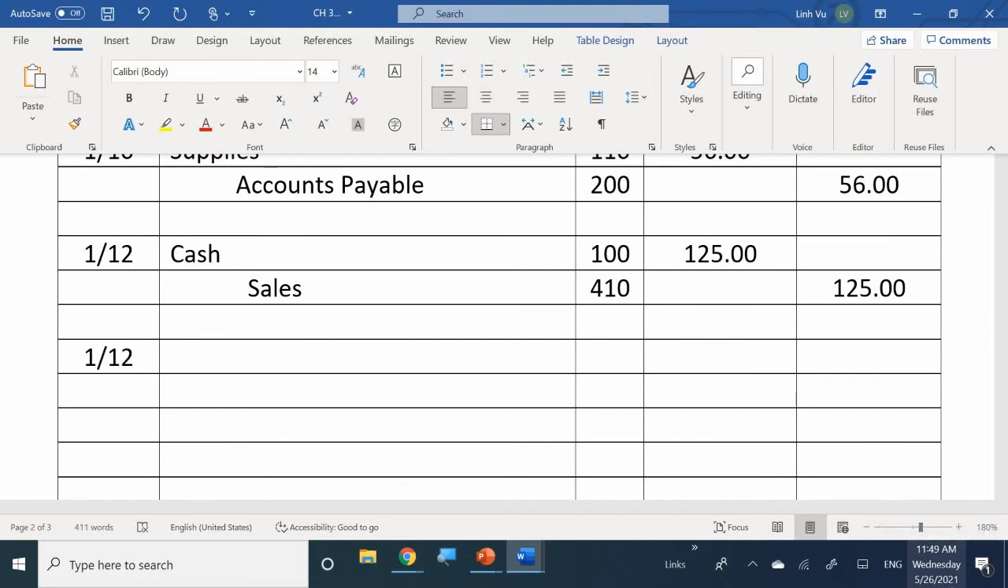So here we're going to recognize that. Okay. So here, cost of goods sold: are we increasing this or are we decreasing it? Debit. We're going to debit the account, correct? Because in this case, we're increasing an expense because we sold something. All right? What was the account number for this one? 410?